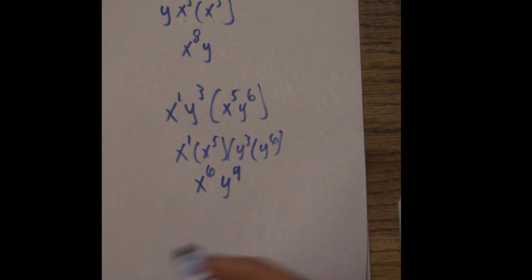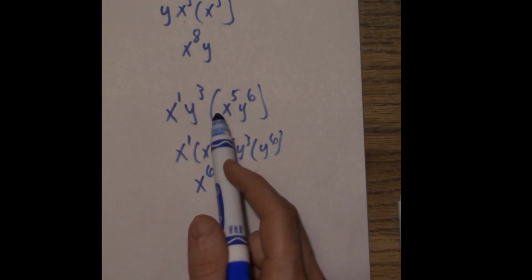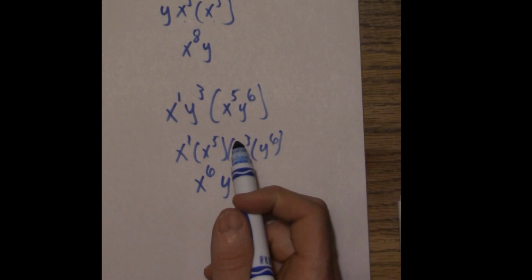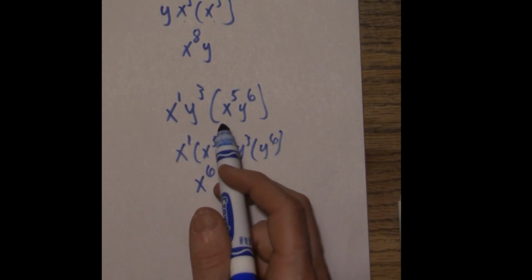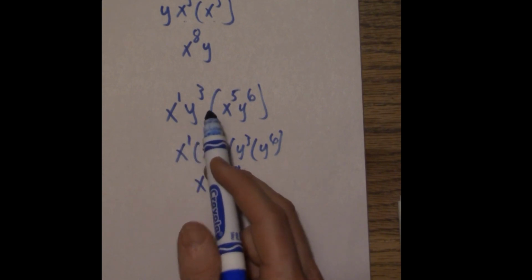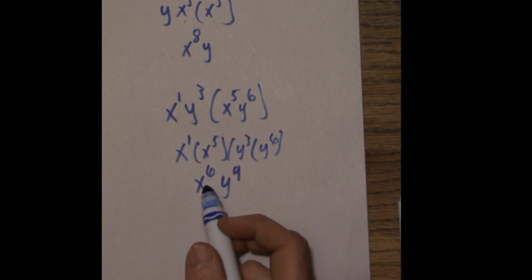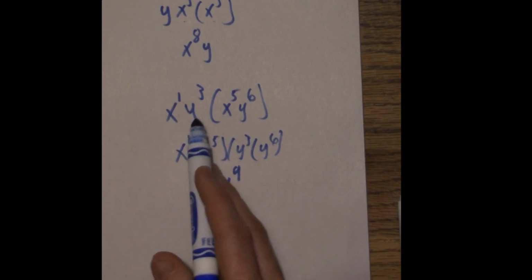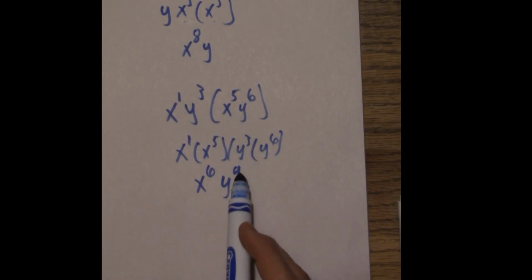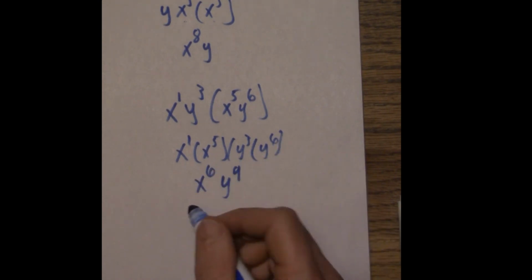We can expand this out even further and do even more. So this was one term times one term, but you could do as many terms as you want. And the rule is going to be the same. If you're multiplying powers with the same bases, then you're going to be able to add their exponents. So if you have an x to the 1st times this x to the 5th, that's going to give you the x to the 6th. If you have the y to the 3rd times the y to the 6th, that's going to give us the y to the 9th. And that's going to be the same no matter how many you have.